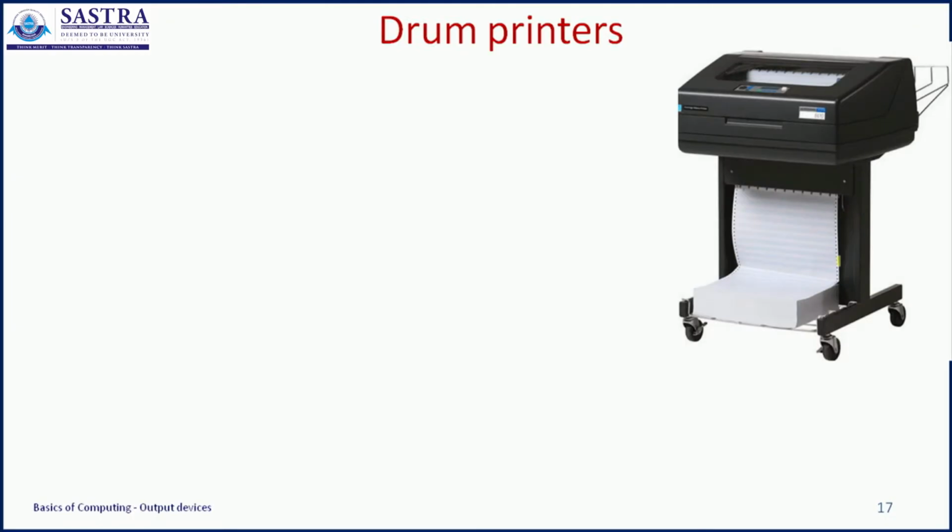So far, we have seen two types of character printers. One is the dot matrix printer, the other one is the daisy wheel printer. Next, let us pass on to the line printer. There are two types of line printers. One is the drum printer, the other is the chain printer. Let us see the drum printer. It prints an entire line in a single operation.